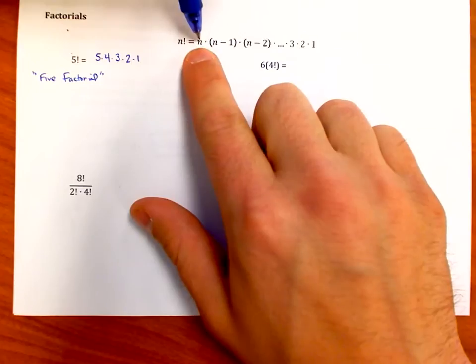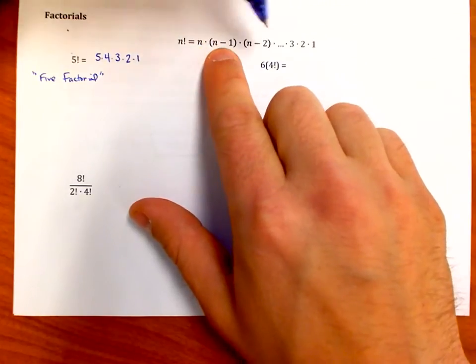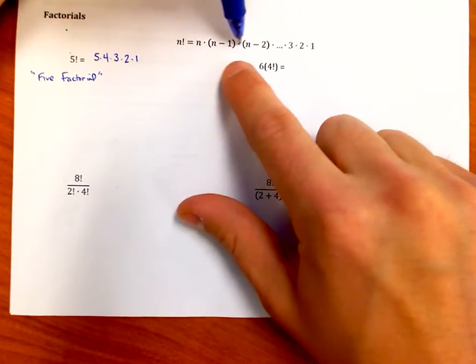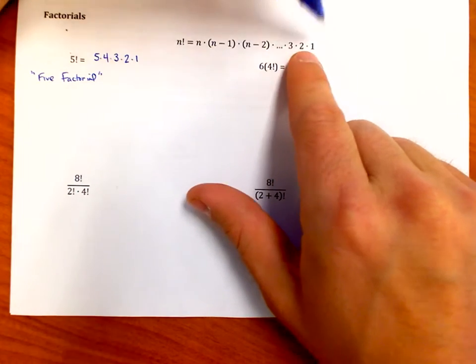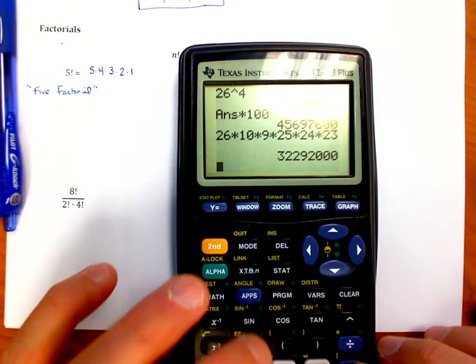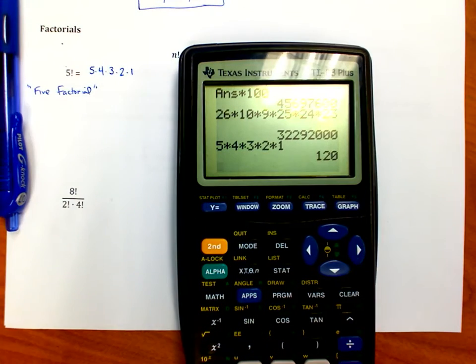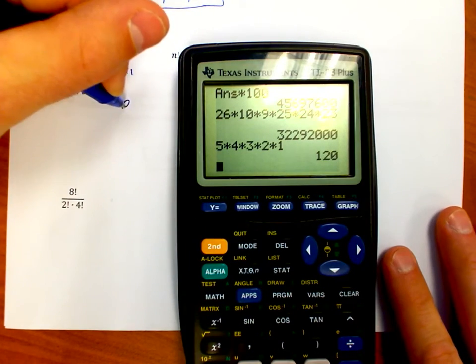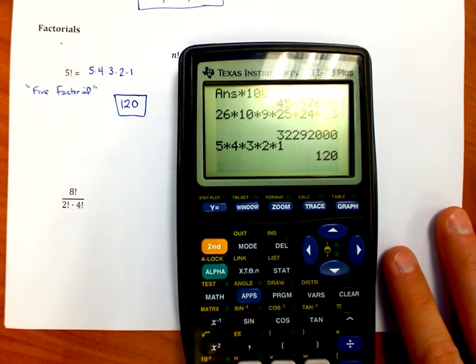That n is the first number, 5. 5 minus 1 is the 4. 5 minus 2 is the 3. And we keep repeating down as many times as we need to until we get to 3, 2, 1. Okay, so what is 5 times 4 times 3 times 2 times 1? The answer is 120. Okay, 5 factorial is 120.